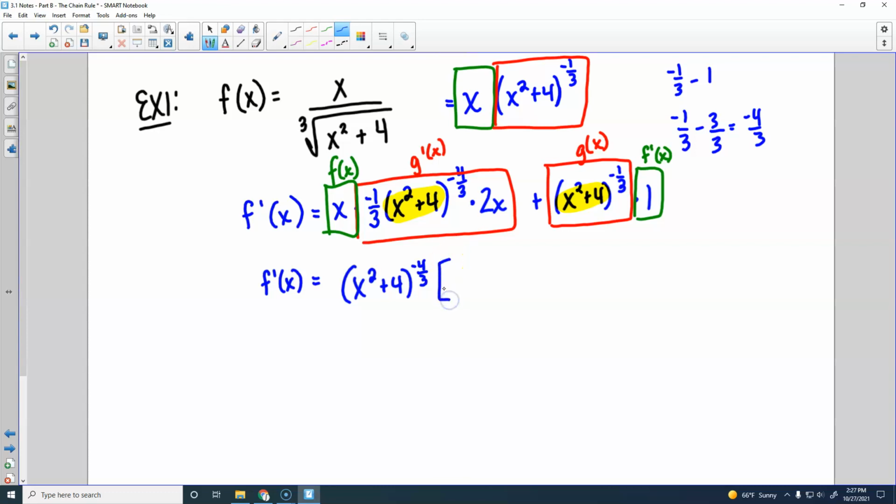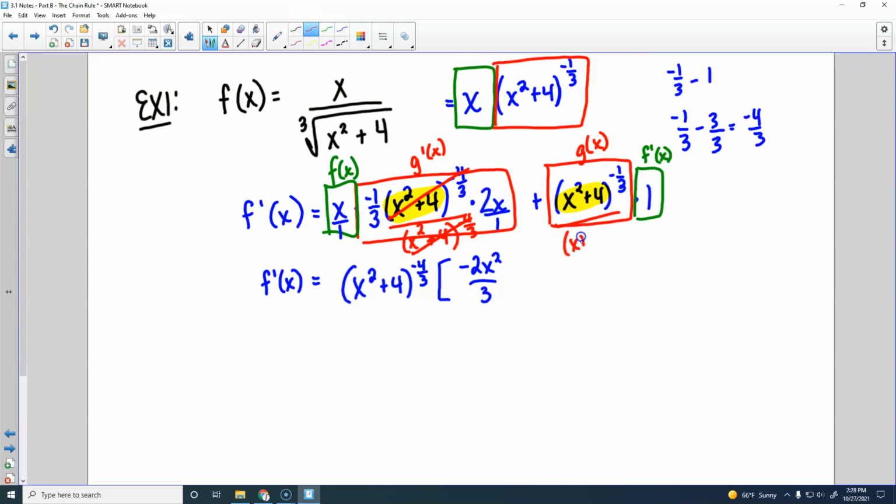I'm not finished with this part. Okay. So what you're doing here is you're dividing this by x squared plus 4 to the negative 4/3. Right here, it's just going to cancel for that first term, leaving you this other stuff. So this is like an x over 1, a negative 1/3, and a 2x over 1. So that's going to give you negative 2x squared over 3.